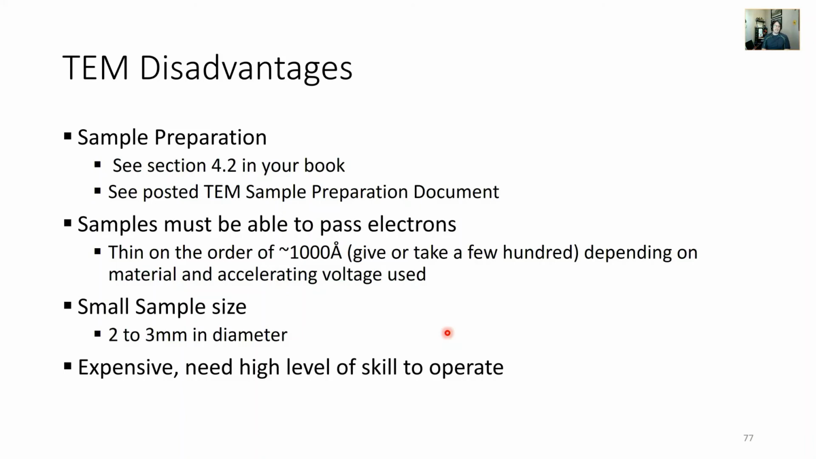The TEM preparation document I posted says between 100 and 150 nanometers. So that's kind of in the range I'm saying here. So 1,000 angstroms, give or take a few hundred, depending on what you're looking at, and also your acceleration voltage. Small sample size, so depending on your instrument, they're roughly 2 to 3 millimeters in diameter, and they're also quite expensive. There's no such thing really as a cheap TEM, and it takes a lot to operate them, actually.